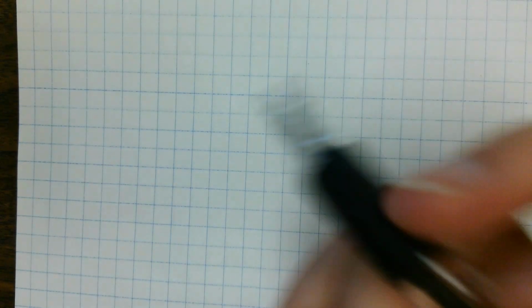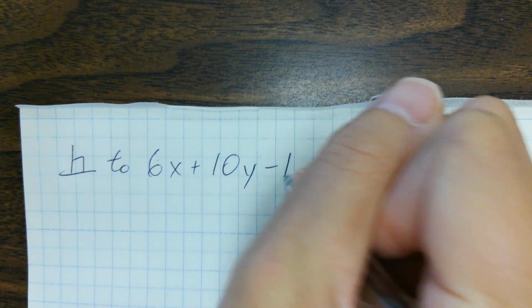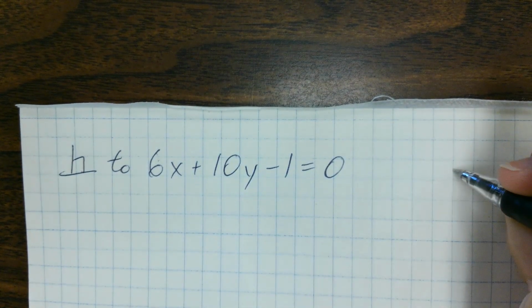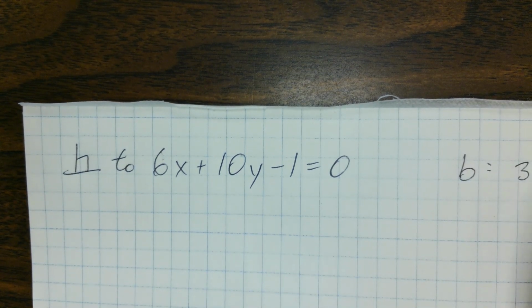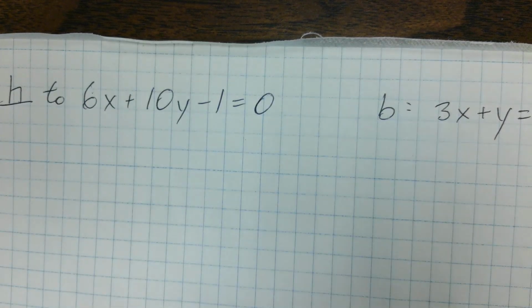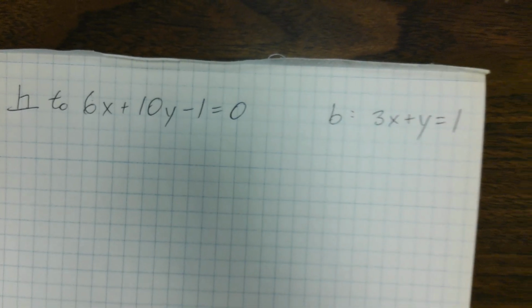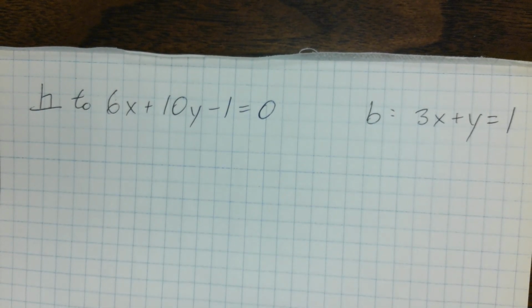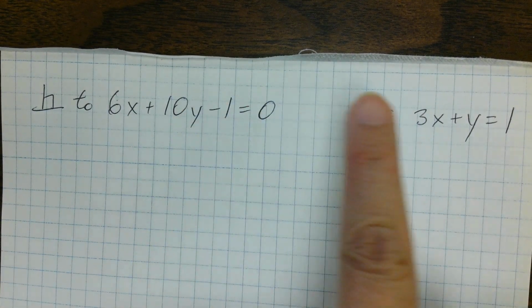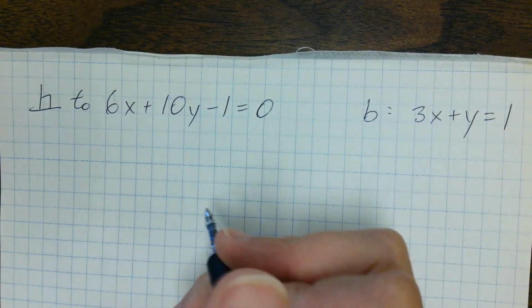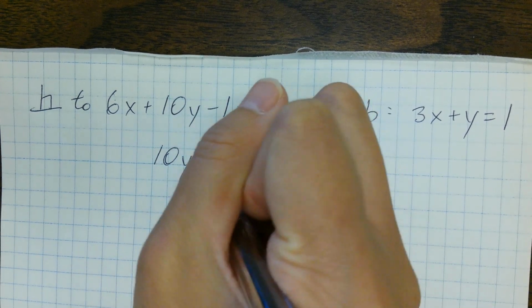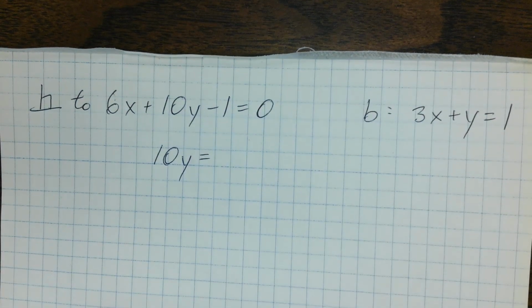Determine the equation of the line that is perpendicular to 6x plus 10y minus 1 equals 0, and has the same y-intercept as 3x plus y equals 1. So that's the question. You want to come up with a new equation that's perpendicular to this and also has the same y-intercept as this. We want to write it in y equals mx plus b form first. So I have to move this over.